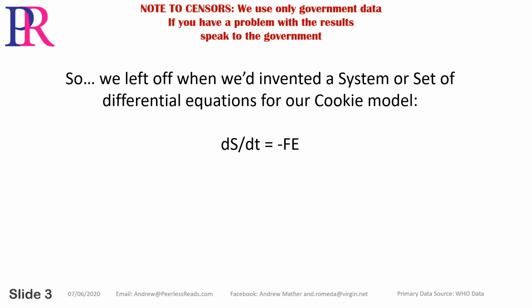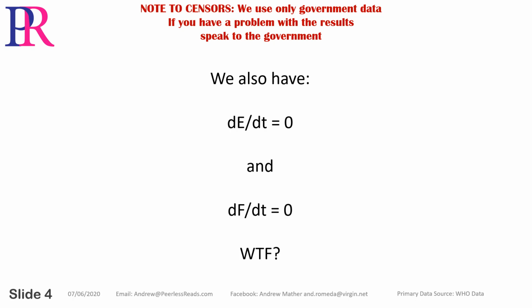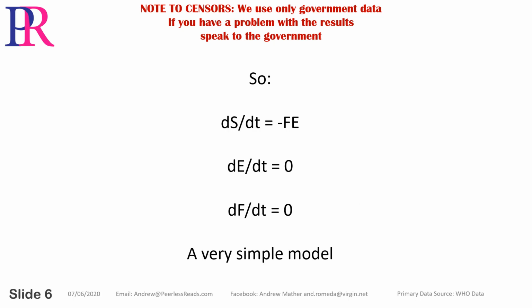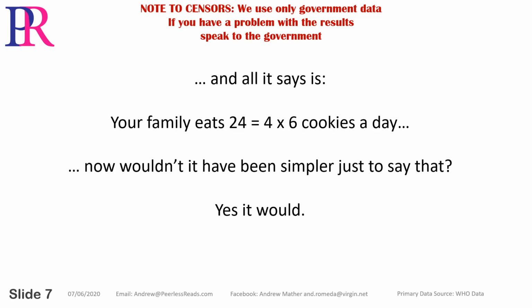So we left off when we'd invented a system or set of differential equations for our cookie model. dS by dt equals minus FE. We also have dE by dt equals 0 and dF by dt equals 0. What? dE by dt equals 0. The number of cookies people eat per day doesn't change. dF by dt equals 0. The number of family members doesn't change over time. So dS by dt equals minus FE, dE by dt equals 0, dF by dt equals 0. A very simple model. And all it says is your family eats 24 equals 4 times 6 cookies a day.